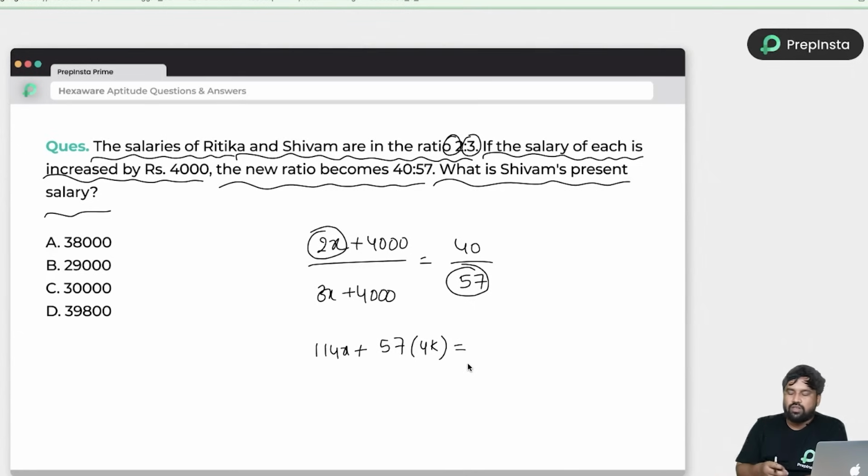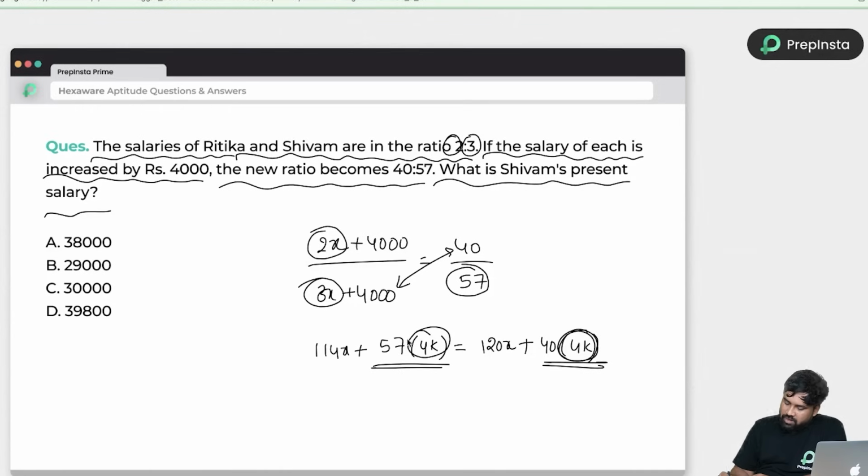Because when you see the zeros, you will feel like it's a complex calculation, but I will always see 57 into 4k. In the other direction, it will cross multiply 40 into 3, which is nothing but 120k, plus 40 into 4k. So if you take the difference, see guys, 4k is common between them, so the difference will be 17 into 4k, and 120 and 114 is equal to 6x. So 2 will cancel 2 times and 3 times. So 3x is equal to 17 into 2k.